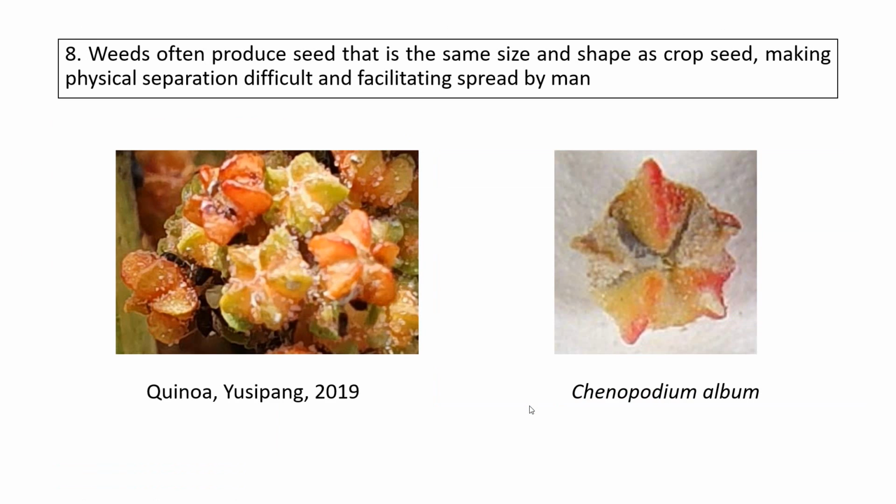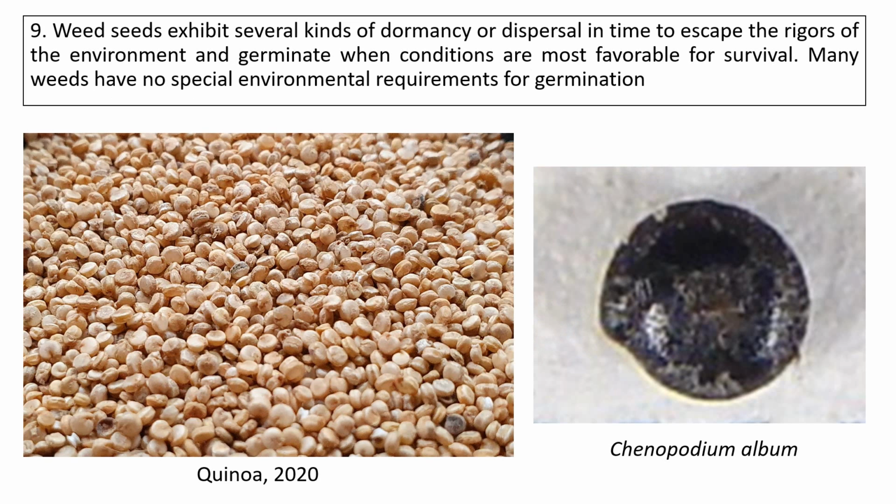8. Weeds often produce seed that is the same size and shape as crop seed, making physical separation difficult and facilitating spread by man. For example, quinoa and Chenopodium album have similar flowers and seeds as shown in these two figures.